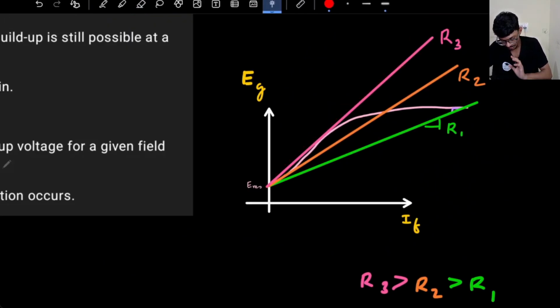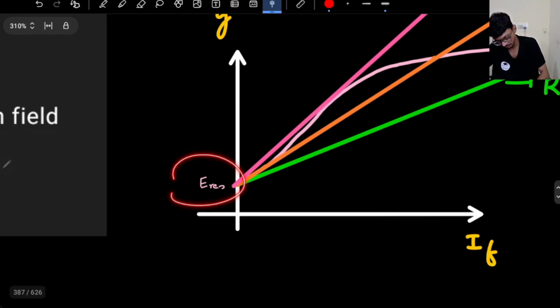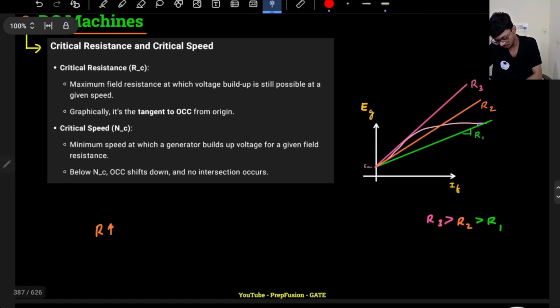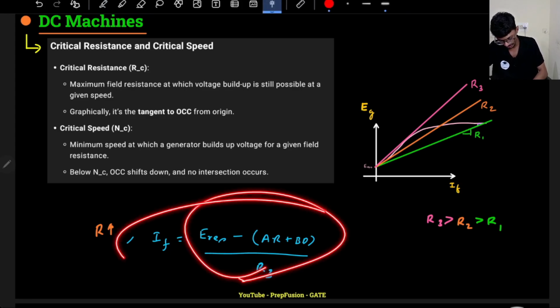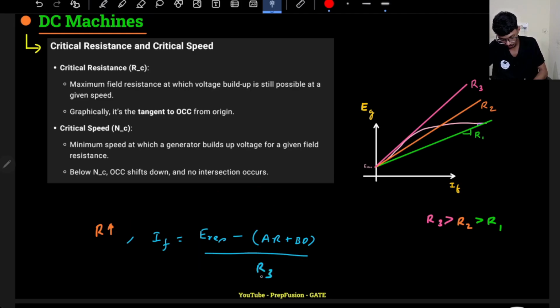So let's take the case of E residual. What is the equation? Equation of field current IF: IF will be E residual minus whatever is the armature reaction drop plus the brush drop or whatever external drops there are, divided by R3, right? So it has to follow this equation. What is this equation? This is basically the equation of this line, right?